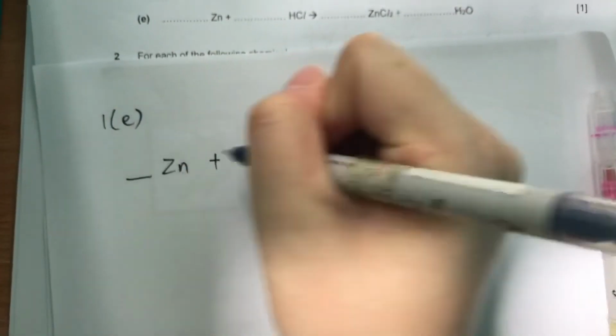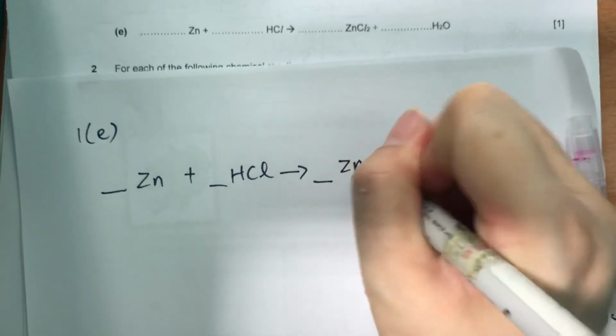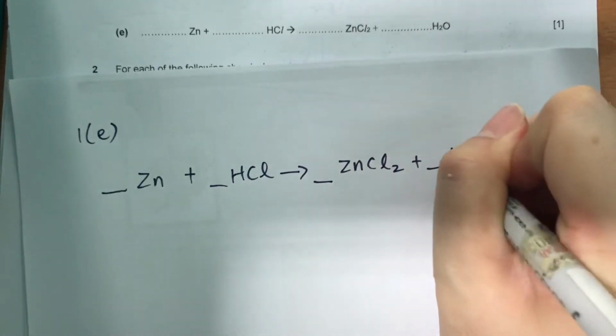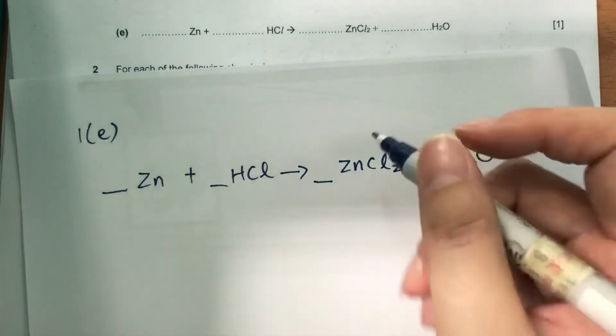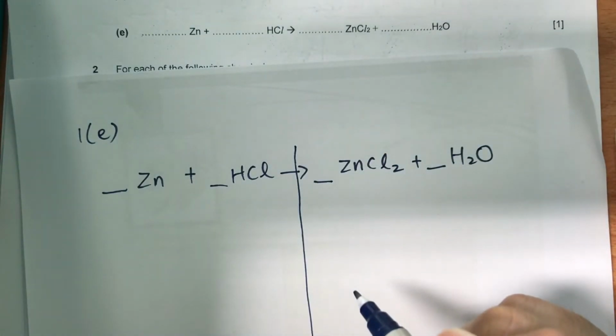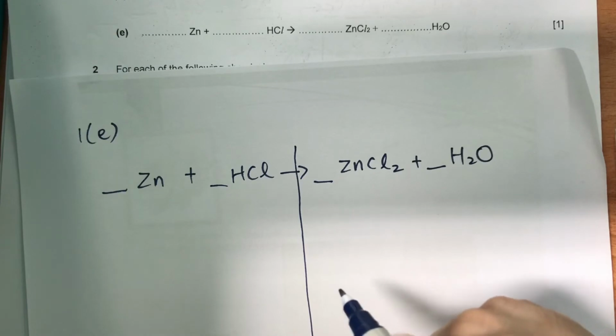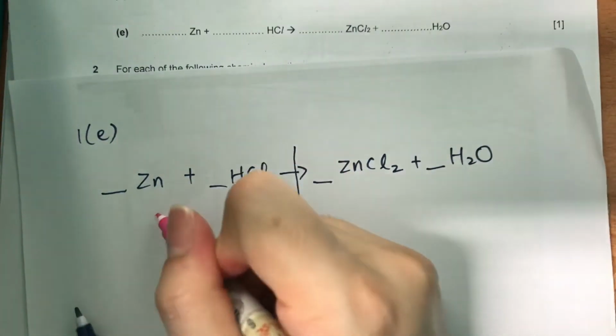Right now, 1E. Zinc, HCl, zinc chloride, and water. So zinc, check this. In fact, this one we do shortcut is faster. So I'm just going to write the checklist.